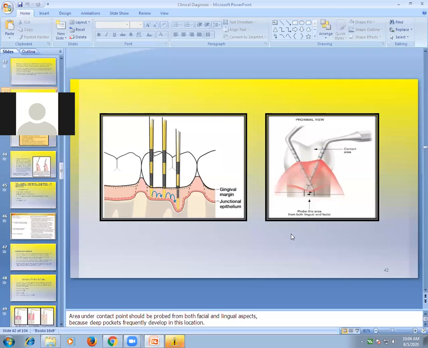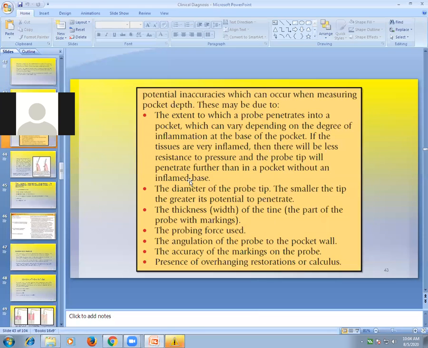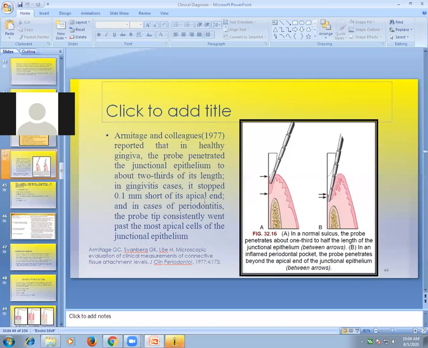So for walking of the probe, you insert a calibrated probe. Calibrated means the probe which has markings on it. The probe with markings should be inserted in the sulcus and measured properly: the distance from the margin to the tip of the probe.